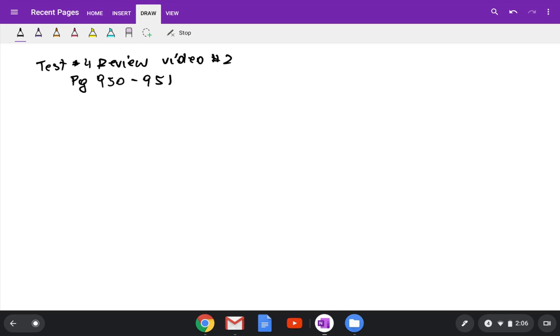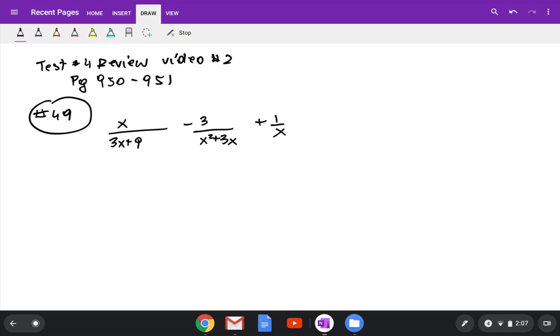I sent you the review problems a week ago. Okay, so next one, it's number 49 from the textbook, and in number 49 they want you to add or subtract. So we're having x over 3x plus 9 minus 3 over x squared plus 3x plus 1 over x.